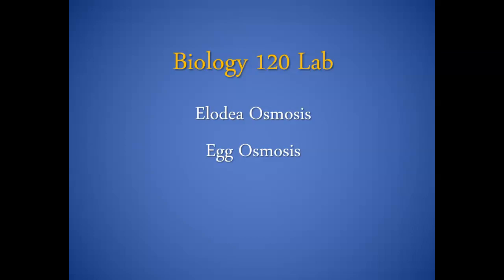For lab this week, we're going to be doing osmosis, and we have two parts to our osmosis experiment. We have a plant and animal osmosis. For plant, we have an example of Elodea, which is our water plant, and for the animal, we have a chicken egg, and we look at osmosis in these two areas.